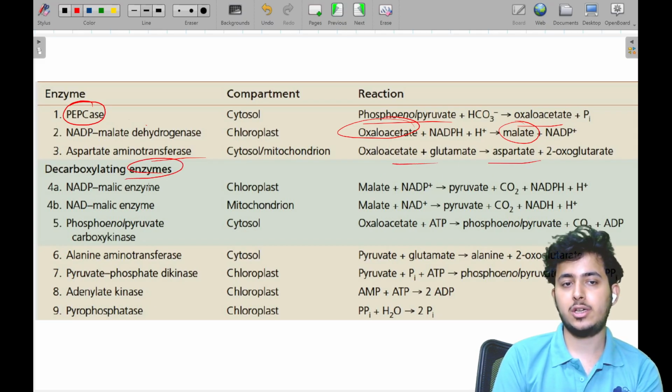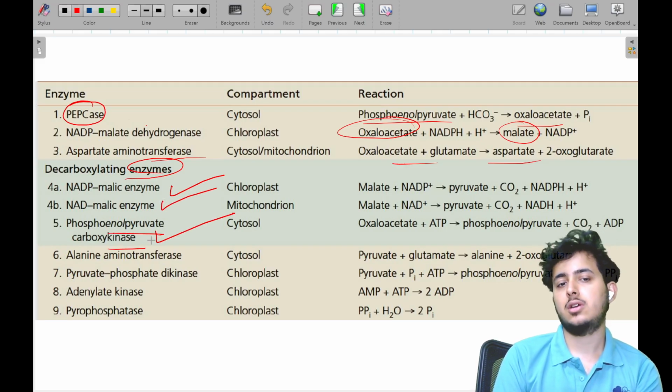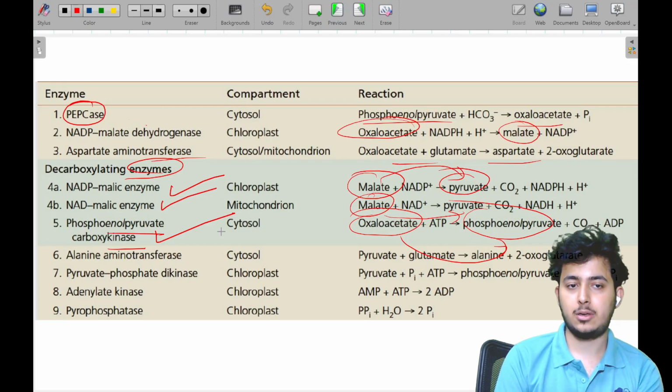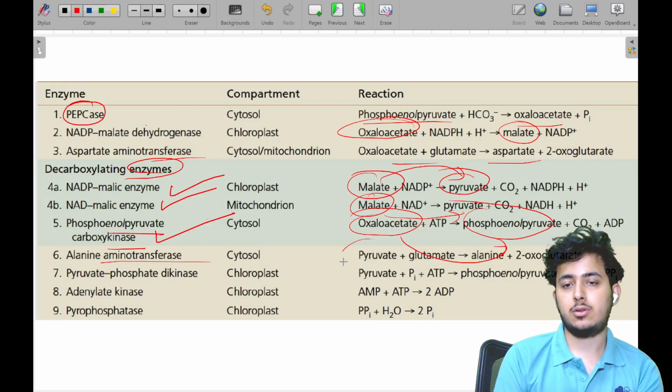Then decarboxylating enzymes: NADP malic enzyme, NAD malic enzyme, phosphoenol pyruvate carboxykinase. Okay, that is the thing, and they are carrying out these reactions: malate to pyruvate, and oxaloacetate to phosphoenol pyruvate. This is happening. Alanine aminotransferase forms alanine from pyruvate.